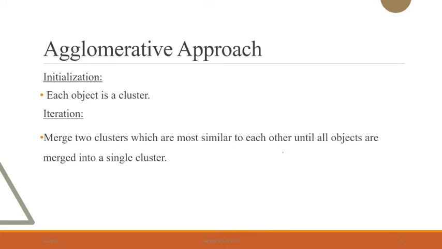The same is written in words here. At the start, each object is a cluster, and from then we merge the two clusters which are most similar to each other until all the objects are merged into a single cluster. The basic criterion which says two clusters are similar can be either a Euclidean distance or a similarity measure.